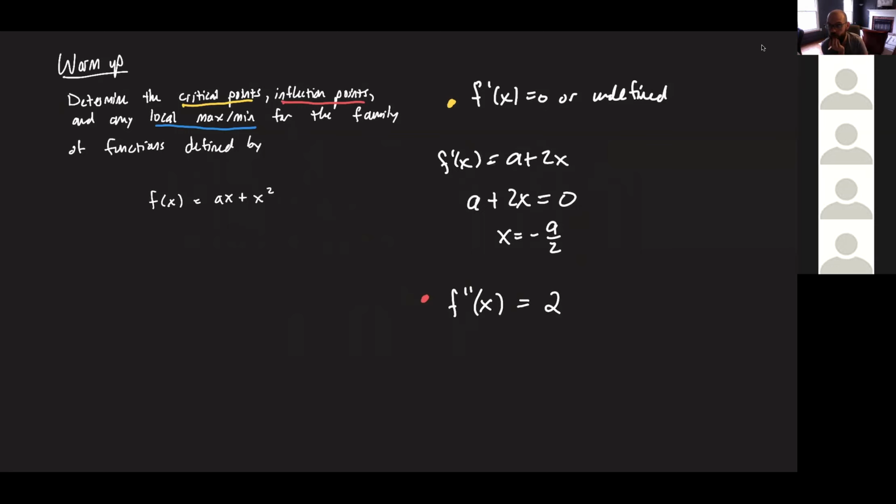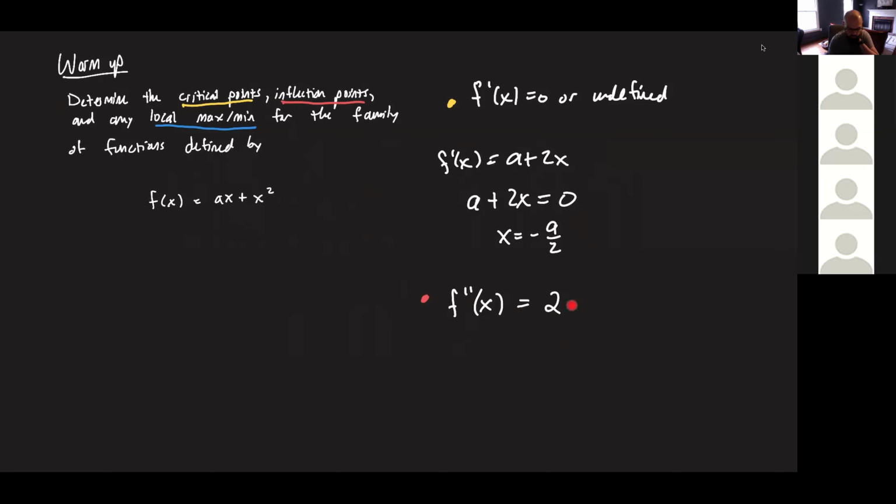Okay, so I asked myself about my inflection points, right? That's going to be where the graph changes concavity, so the second derivative goes from positive to negative or negative to positive. But it's always positive, so this thing never changes. There's no place where this goes from positive to negative. It's always positive.